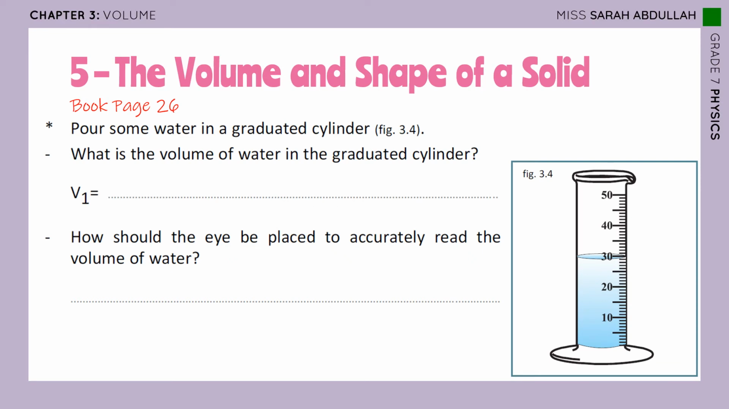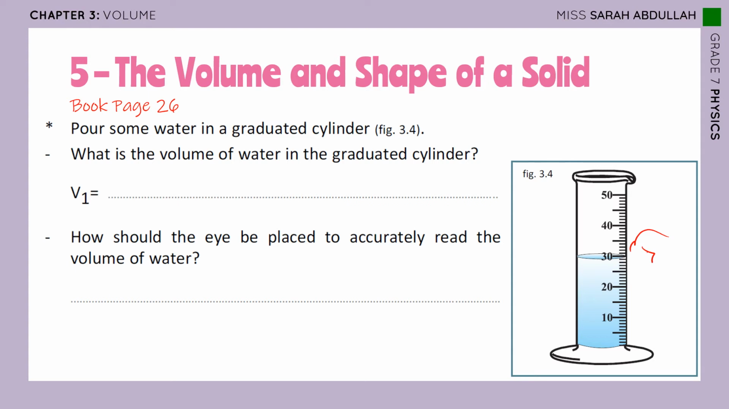Now you guys can open your books if you'd like, page 26, and let's work on the book a little bit. So we're going to get to know how we find the volume of a solid. All right, so first of all, it says pour some water in a graduated cylinder. So we poured some water in a graduated cylinder. And what is the volume of the water in the graduated cylinder?